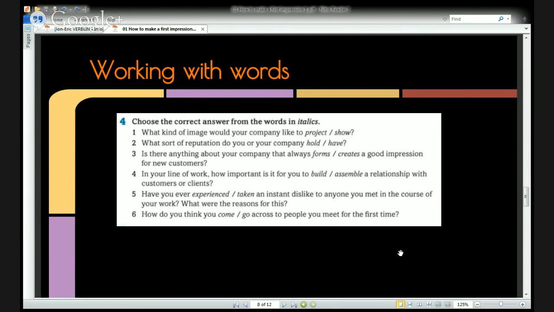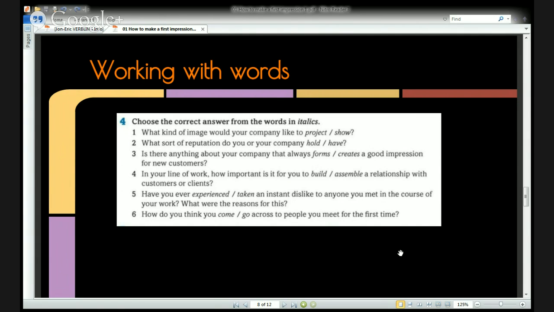In your line of work, how important is it for you to build a relationship with customers or clients? Absolutely. We build a reputation. We build a relationship, not assemble. There, the meaning would be totally different, so we can't even use it. That's it. Build a relationship. Okay, and we're back to Ahmed for number 5. Okay. Have you ever taken an instant dislike to anyone you met in the course of your work? What were the reasons for this? So to take a dislike to is an expression. It's a collocation, actually. To take a dislike to is correct.